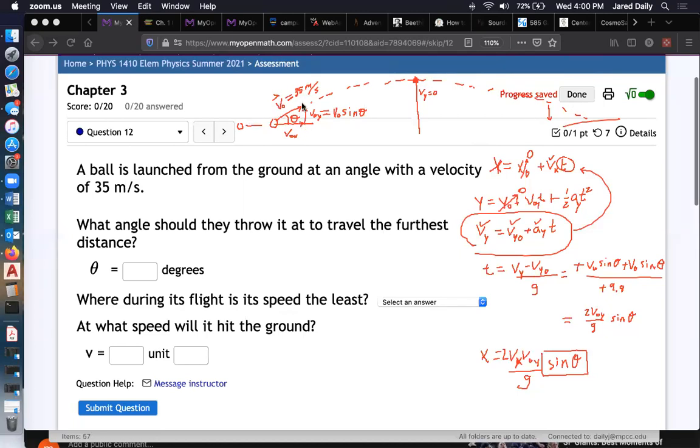So the initial velocity is up at v naught sine theta. The final velocity is down at v naught sine theta, negative v naught sine theta. So this should end up being final minus initial. The final is negative, the initial is positive, so you should get a negative minus a positive, or negative v naught minus v naught, again, both times sine theta.